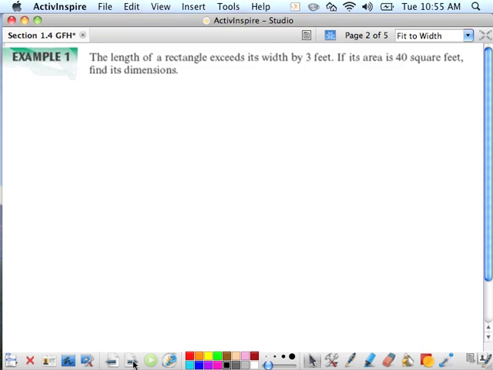So the first thing we want to do is draw a rectangle and label it. We know that the length is bigger than the width. So do you want to let the width be x? Yes? Okay, so let's let this be x. So the length is what? X plus 3. And then we know that the area of the rectangle is 40 square feet.